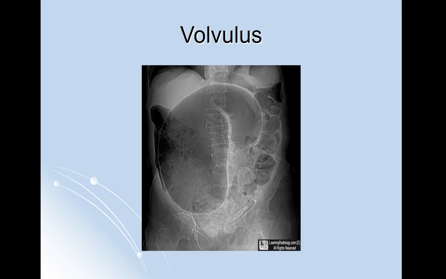Here is a radiograph of a patient with a volvulus. So you can see there's a twisting or a narrowing, and then there's this huge megacolon behind it. This is all air. I mean, how uncomfortable.